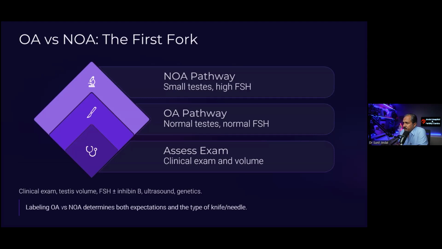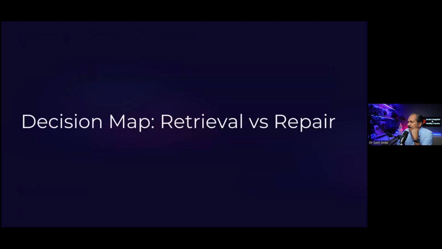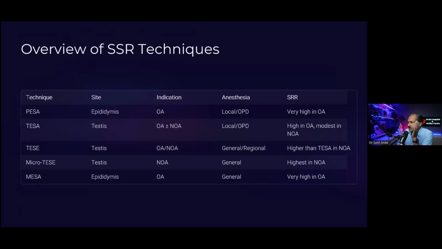So first, let me talk about obstructive azoospermia and non-obstructive azoospermia. In non-obstructive azoospermia, you'll have small testes and high FSH. In obstructive, you'll have normal testes and normal FSH. Examine, see the clinical examination, see the volume. Depending on that, you'll make a decision of what you need to do.